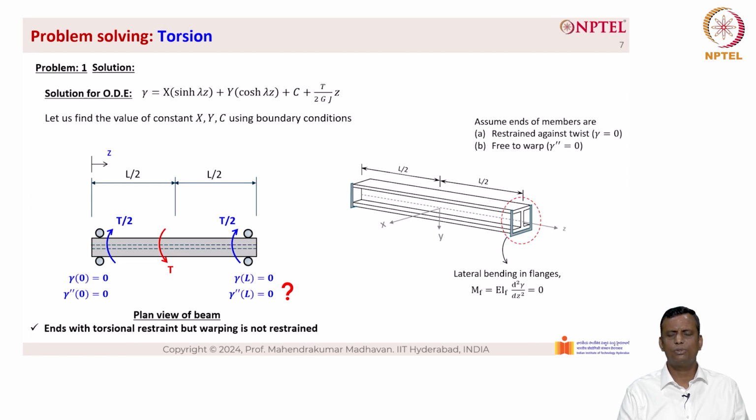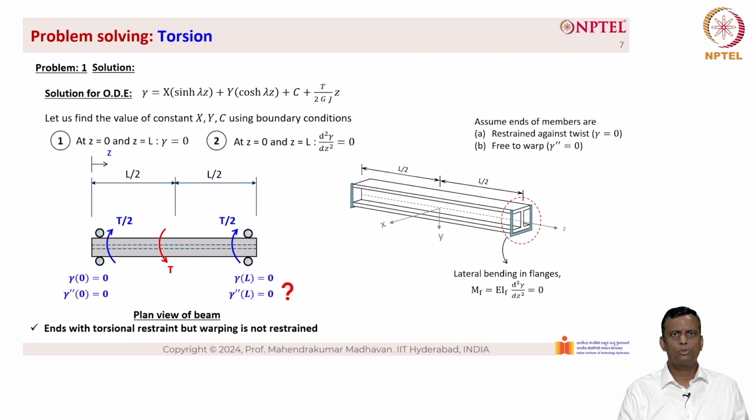is equal to 0. EIf cannot be 0 because it is a property of the material. So d square gamma by dz square is equal to 0. So d square gamma by dz square is represented as gamma double dash, which is shown here. So the gamma double dash at both ends of the beam, as you can see here, is 0. So at z equal to 0 and z equal to L, gamma equal to 0.